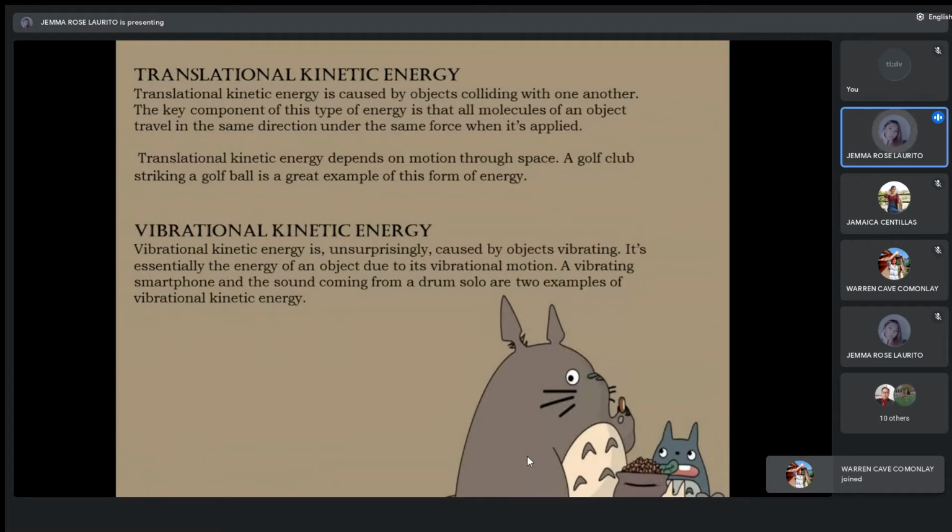The last type of kinetic energy is vibrational kinetic energy. Vibrational kinetic energy is unsurprisingly caused by objects vibrating. It's essentially the energy of an object due to its vibrational motion. A vibrating smartphone and the sound coming from a drum solo are two examples of vibrational kinetic energy.